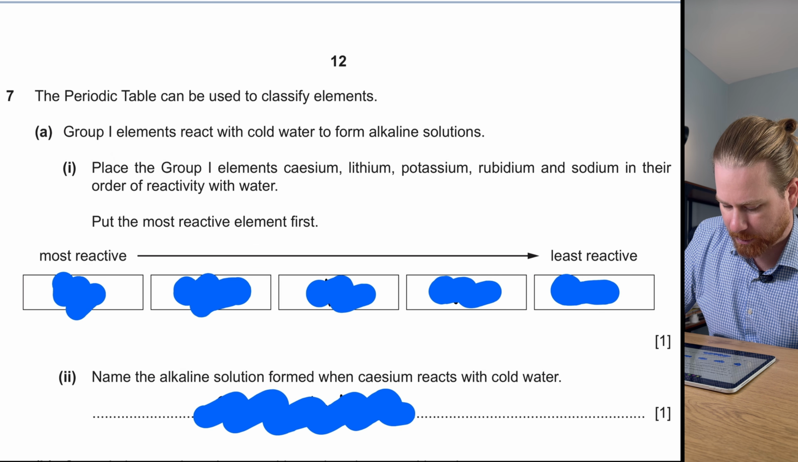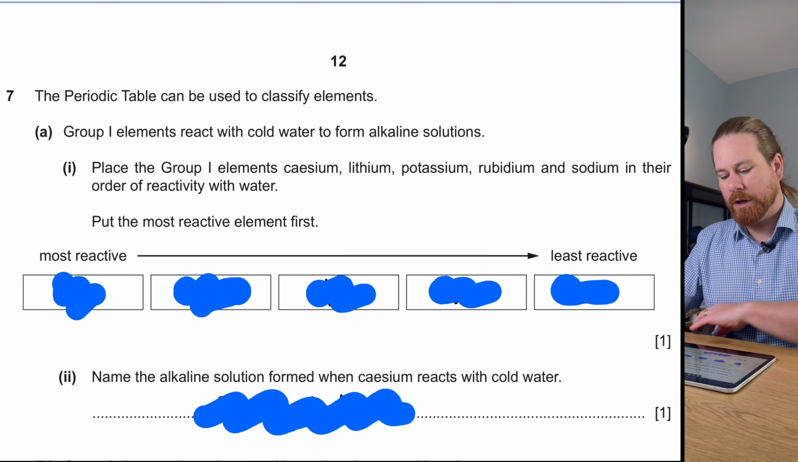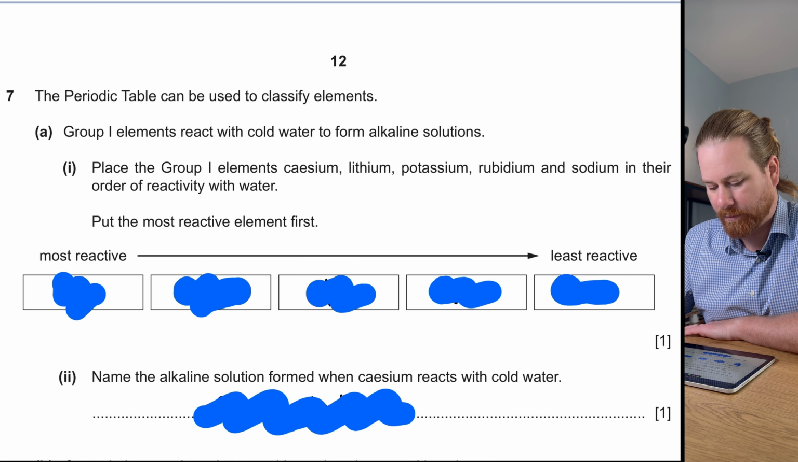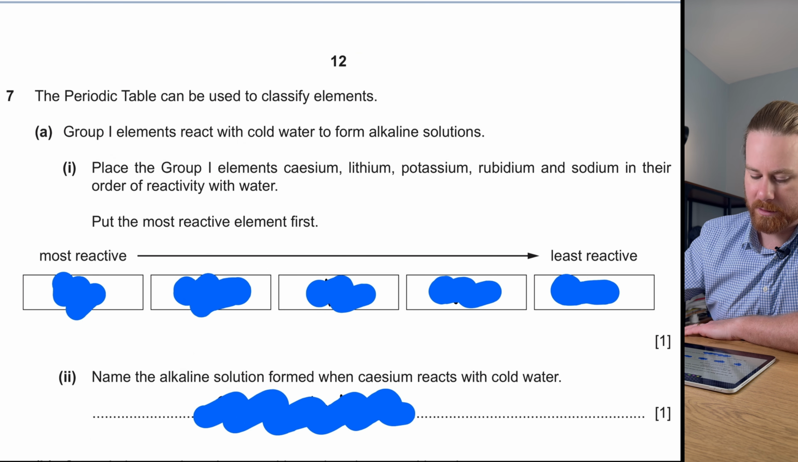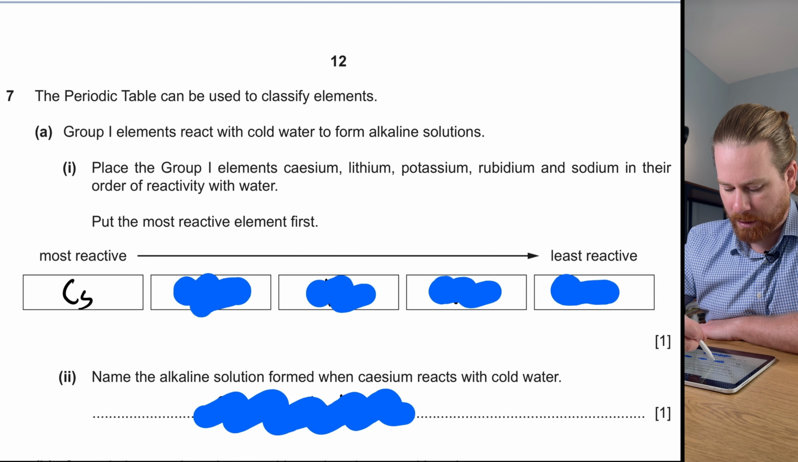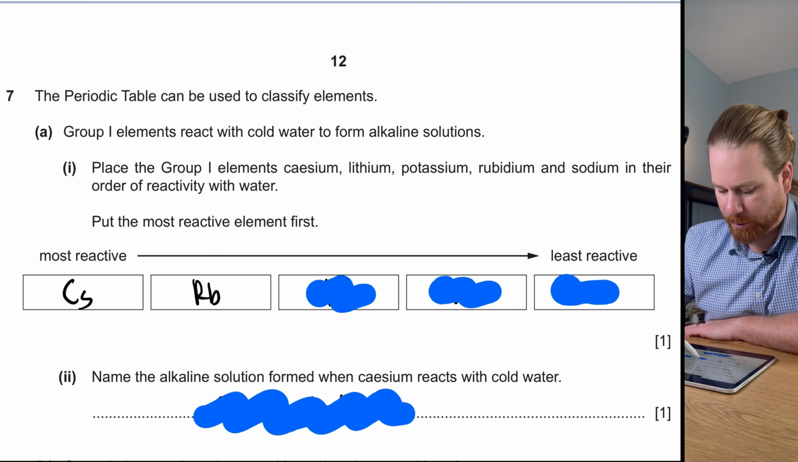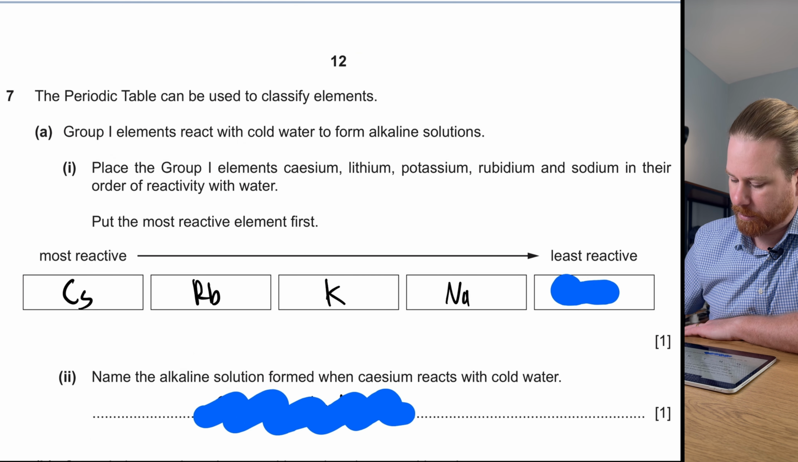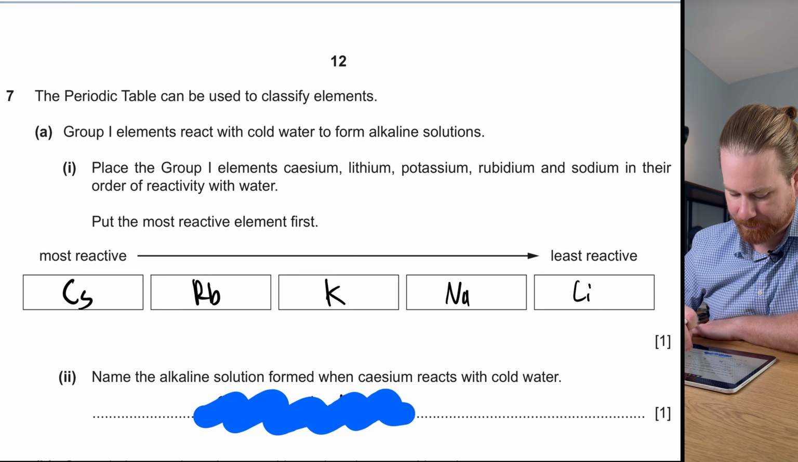Okay, the periodic table, used to classify elements. Group 1, alkali metals, they react with water. Put them in order in terms of their reactivity, so nice and straightforward. Our most reactive is down at the bottom of the group, and our least reactive is at the top of the group. Hopefully everybody knows that.